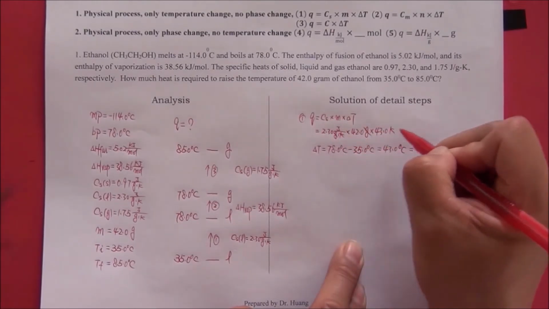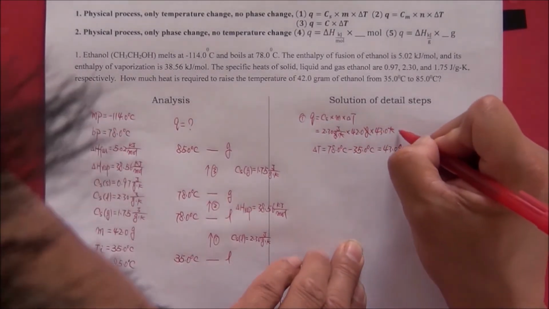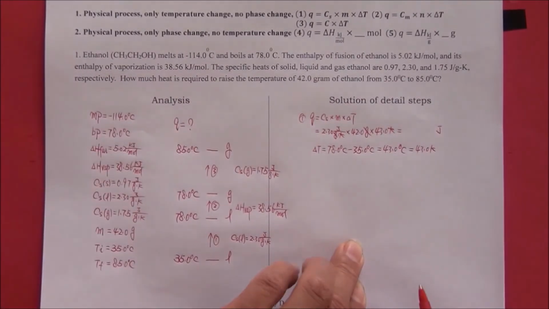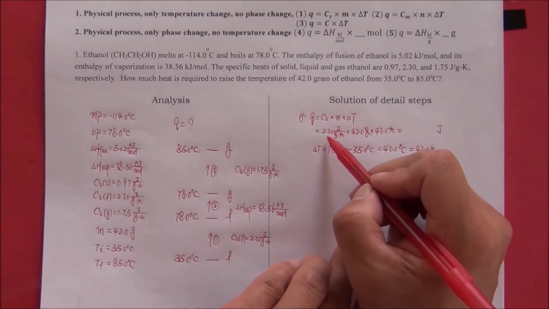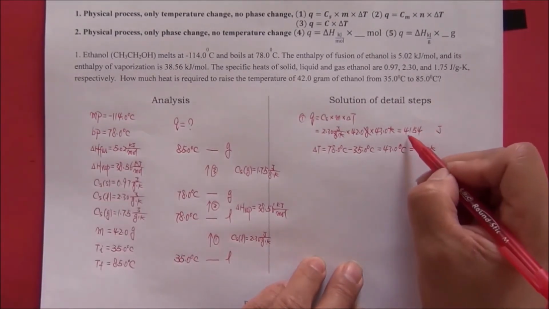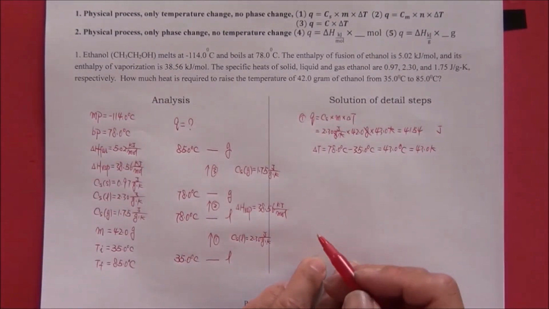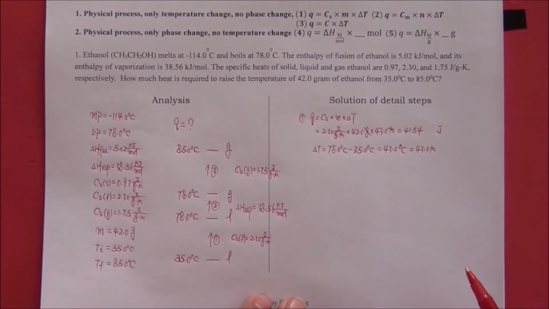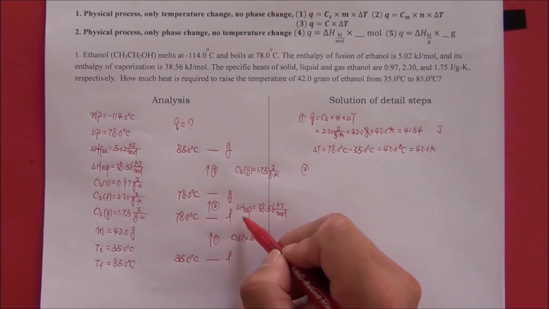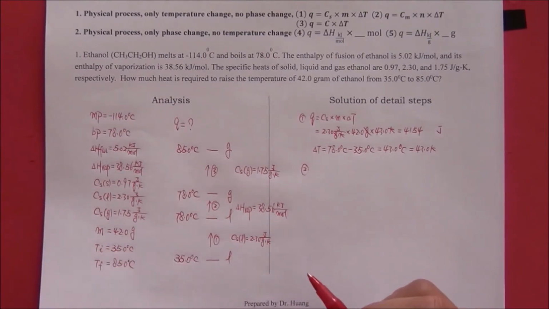We put the temperature difference here. Gram cancel, Kelvin cancel. The unit we have left is joules. We punch all numbers into a calculator, we get 4,154 joules. Now let's look at step 2.